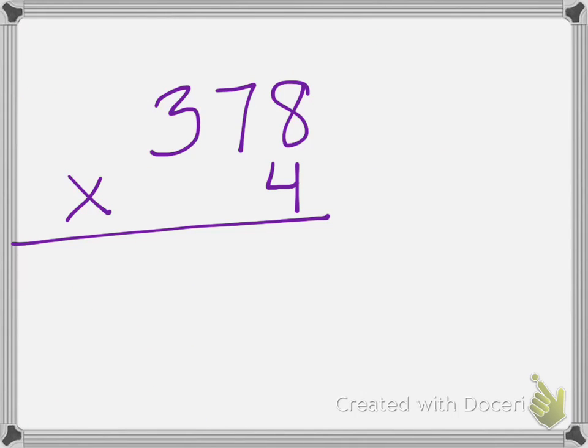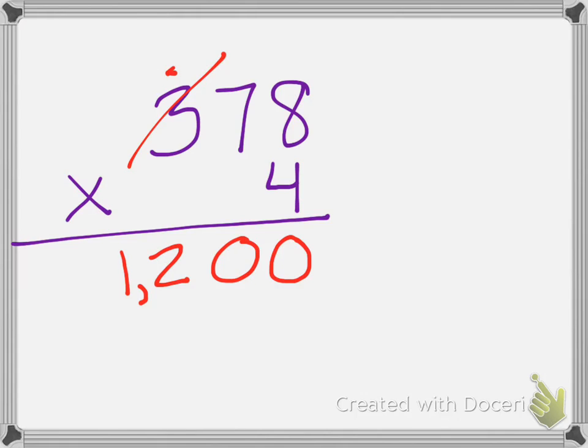Another example of making it a little bit more challenging is taking a 3-digit number times a 2-digit number. I'm sorry, a 1-digit number. Again, starting with the largest value, what's my 3 really worth? Well, it's worth 300. How many zeros are in 300? 2. What is 4 times 3? 12. And we're done with the 3 in the hundreds place.